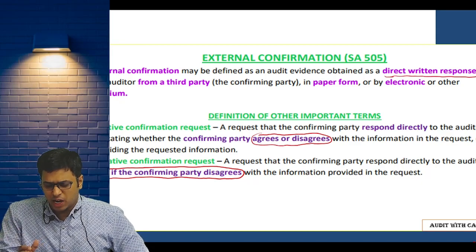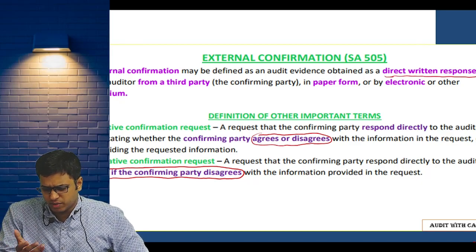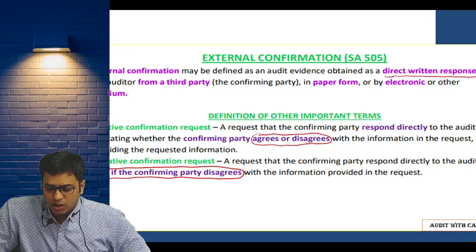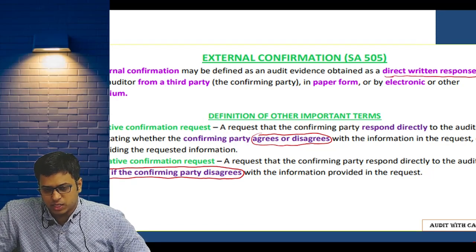So just be with me. I don't think it will be an issue for you because I think all the concepts are very clear. Let's go further. Definition of other important terms. You saw positive confirmation request.